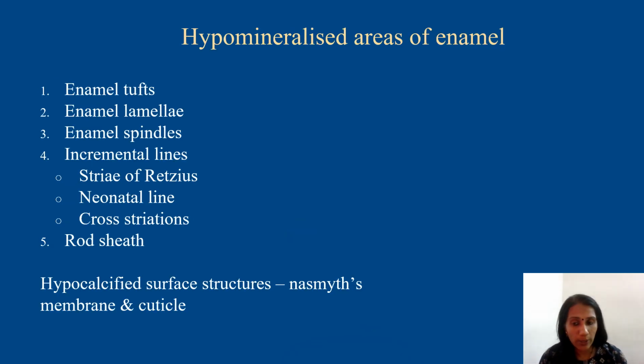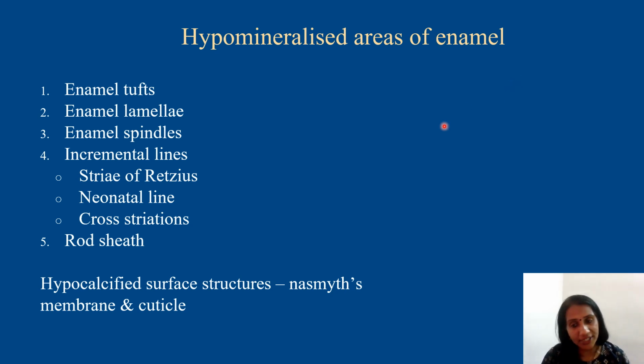If they ask you a question on any of these structures which you studied, that is incremental lines, which is made up of two lines and one more line, that is striae of Retzius. You have lamellae, tuft, spindle, Hunter-Schreger bands, and gnarled enamel. Individually they can ask you as a 3-mark question, or they can ask you collectively under a name called hypomineralized or hypocalcified structures of enamel. That is a frequently asked 5-mark question: hypocalcified structures of enamel or hypomineralized structures of enamel.